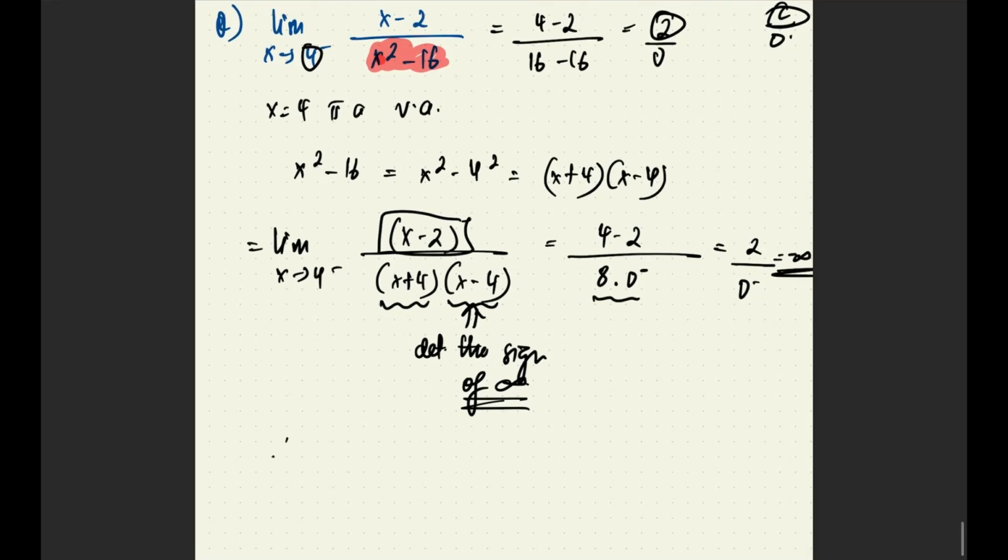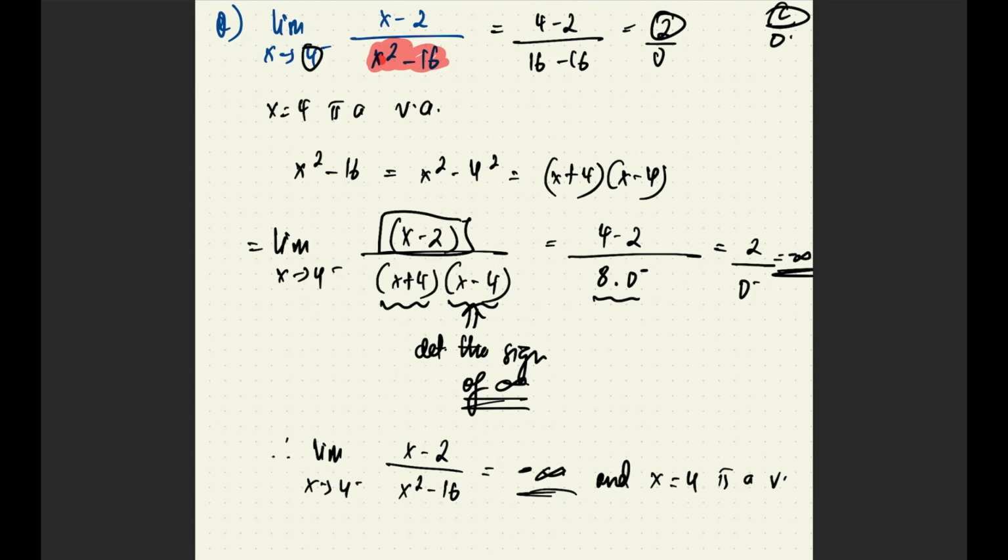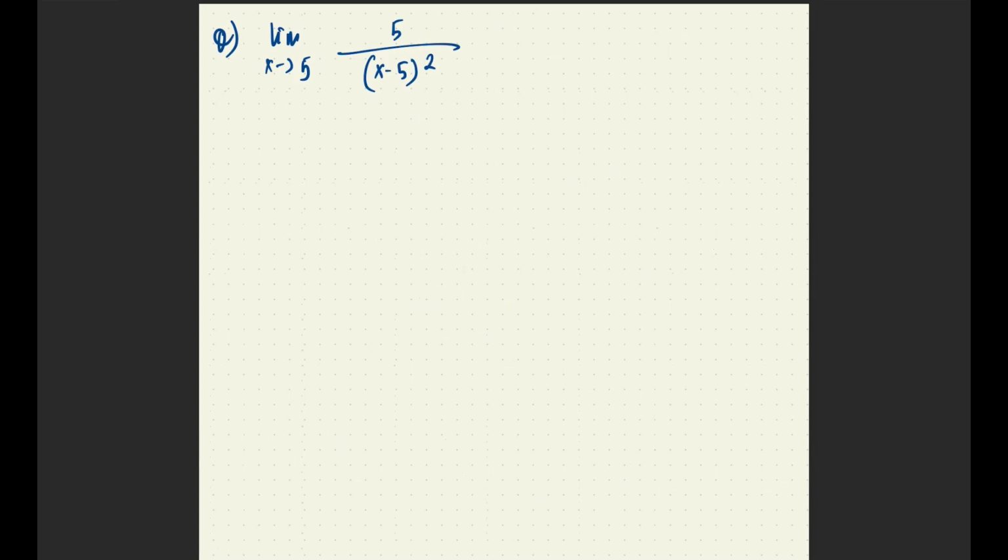So therefore, this one-sided limit as x approaches 4 from the left-hand side of x minus 2 divided by x squared minus 16 is equal to minus infinity. And x equals 4 is a vertical asymptote. So let's look at one more example. The limit as x approaches 5 of 5 divided by x minus 5 squared.